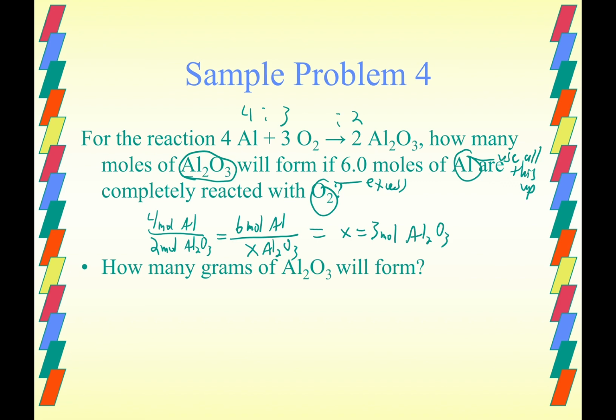How many grams of aluminum oxide will form? Well, since we know we have 3 moles, we can do a given mass over the gram formula mass, which would be 160 grams per mole. We cross multiply here. And we get 480 grams of aluminum oxide.